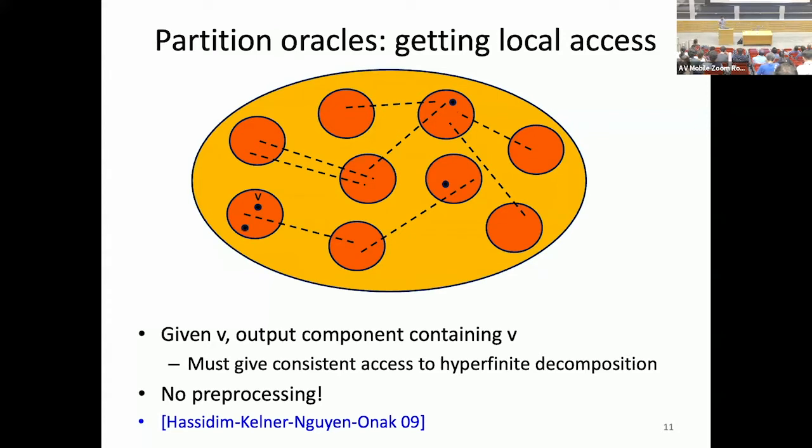That is, if you ask it for this vertex V and this vertex U, you have to get the same component. But it's a local algorithm, right? It's only allowed to spend constant time. And there's no pre-processing on the graph.